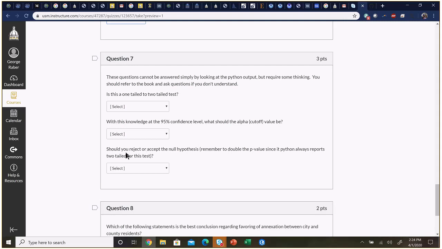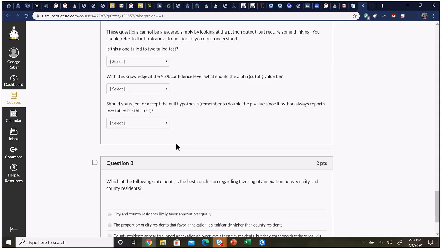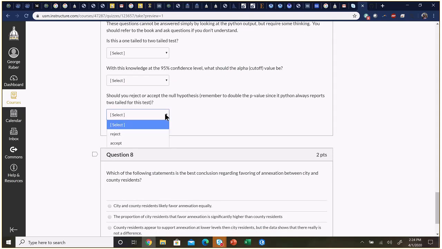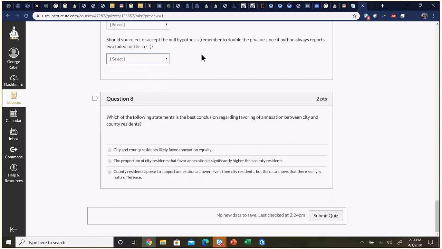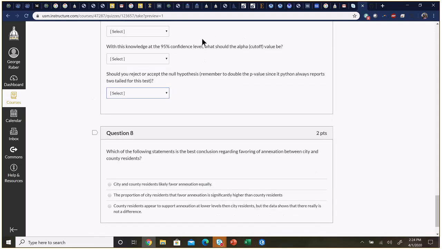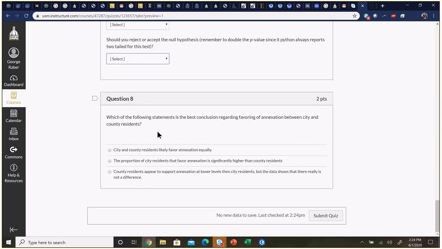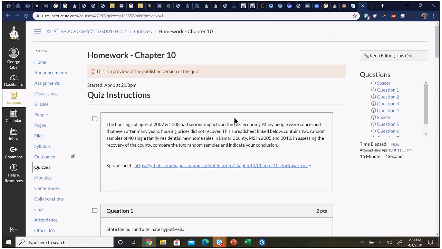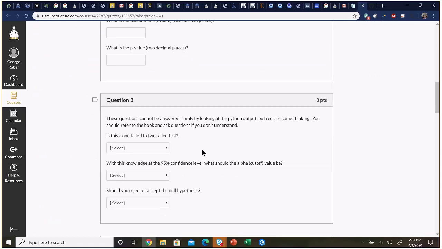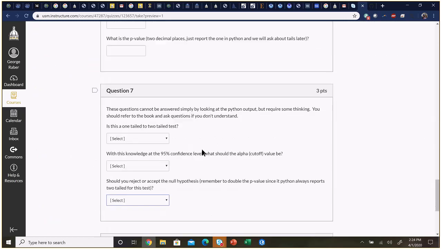In order to get that. Well, in this case, you have to do that. Remember to double the p-value. It may or may not matter. Just look at the numbers and you'll see whether or not it matters. And then finally, you have to come up with a conclusion on that. All right, that's how you answer those questions.